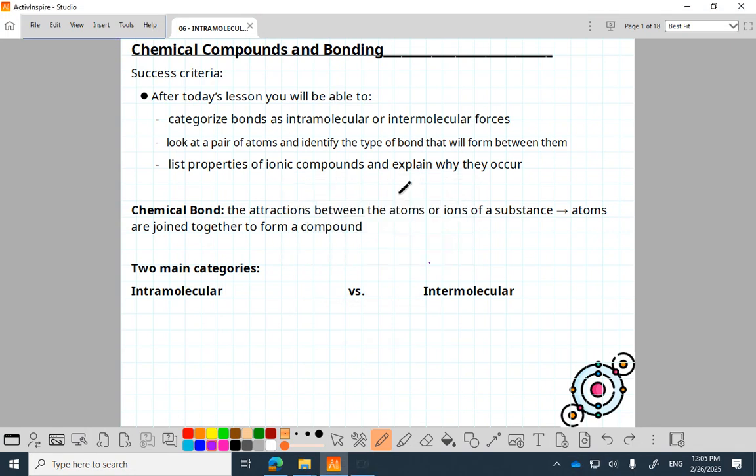All right, so what we are going to do over the next few days is categorize bonds as something called intra and intermolecular forces. So bonding is one of the most theoretical concepts in chemistry. Nobody has seen a bond, okay? So we draw Lewis structures, for example, because Lewis is a scientist who developed a theory of bonding based on observations collected from scientists and the experiments they did.